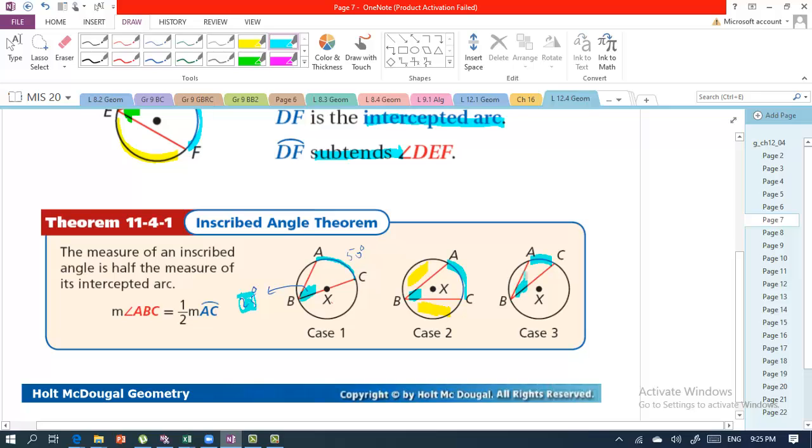So for these three cases, all of these are inscribed angles, and all of the vertices B lie on the circumference of the circle. All of them have intercepted arcs opposite, and they are subtending the arc AC, all of them.